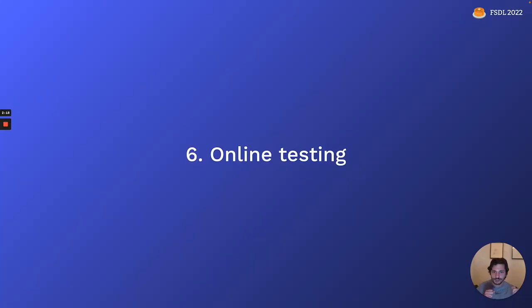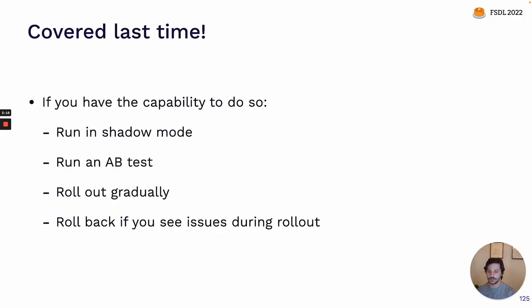And then lastly, once we've tested our candidate model offline, it's time to deploy it and evaluate it online. So we talked about this last time, so I don't want to reiterate too much. But as a reminder, if you have the infrastructural capability to do so, then you should do things like first running your model in shadow mode before you actually roll it out to real users, then running an A/B test to make sure that users are responding to it better than they did the old model. Then once you have a successful A/B test, rolling it out to all of your users, but doing so gradually. And then finally, if you see issues during that rollout, just to roll it back to the old version of the model and try to figure out what went wrong.